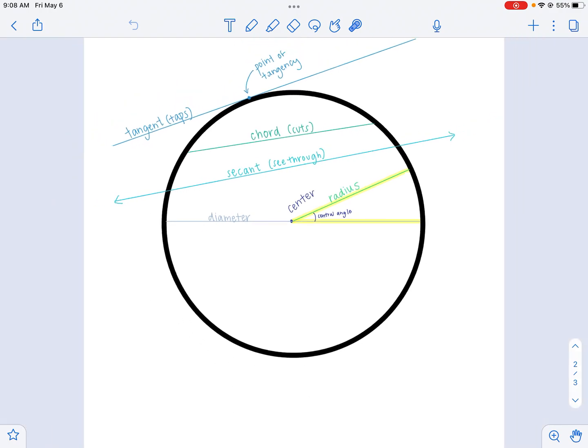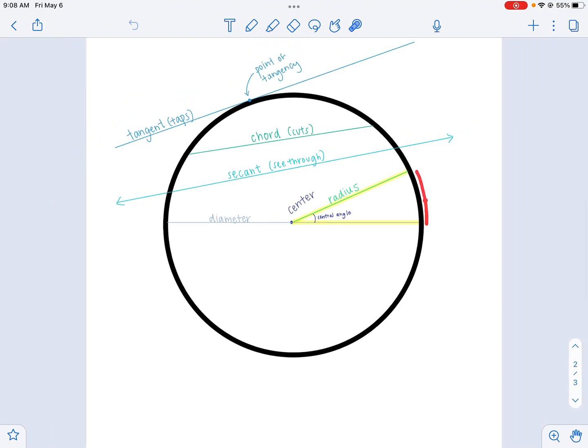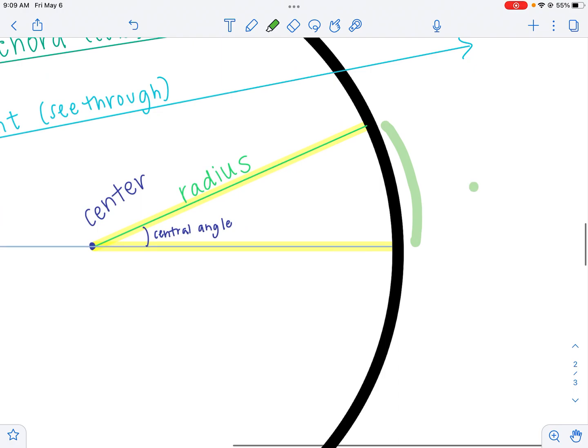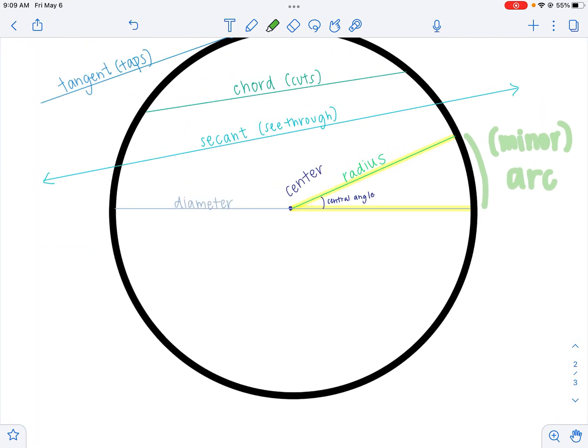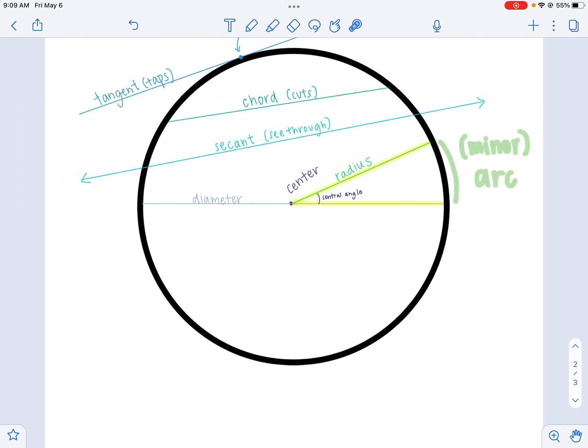So going back, taking a look, this right here would be a minor arc. So I'm going to go ahead and highlight that and call it arc. But we know specifically that that's a minor arc. And minor arcs would typically be written with 2 letters. So if that's AB, then I would call that minor arc AB, just like that.